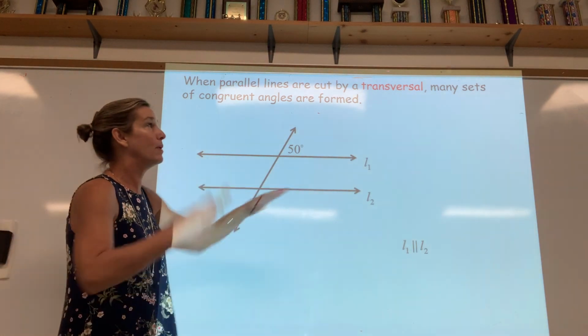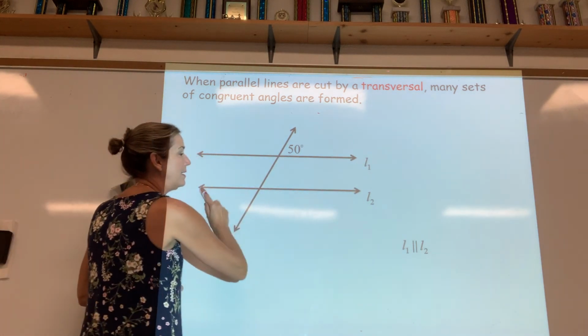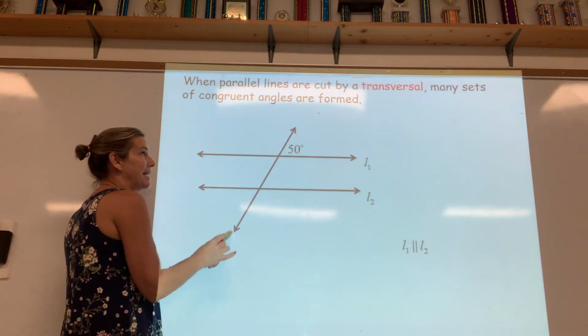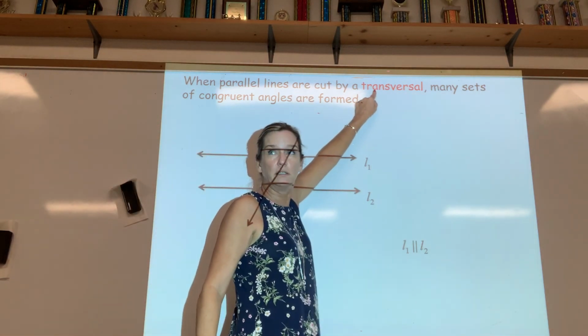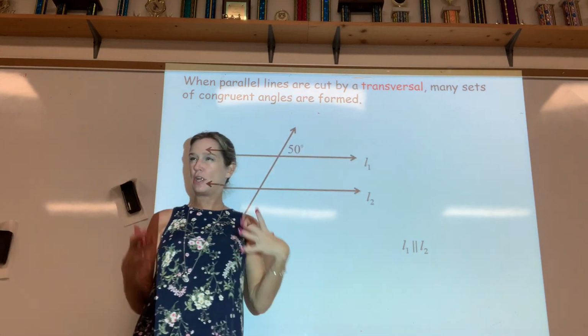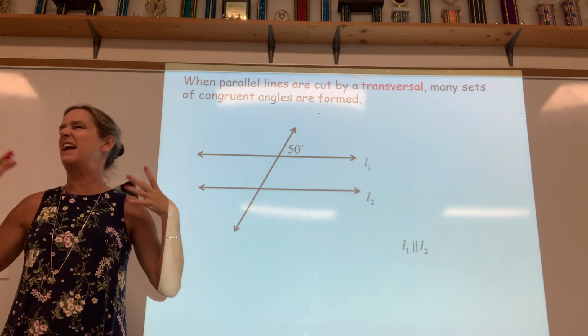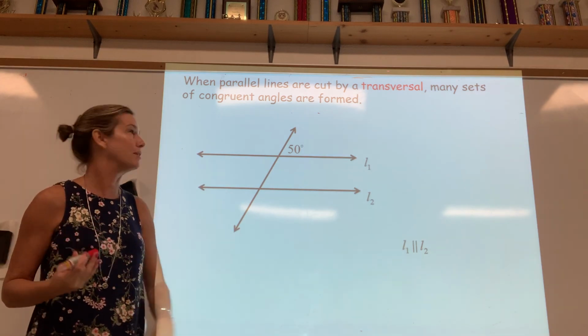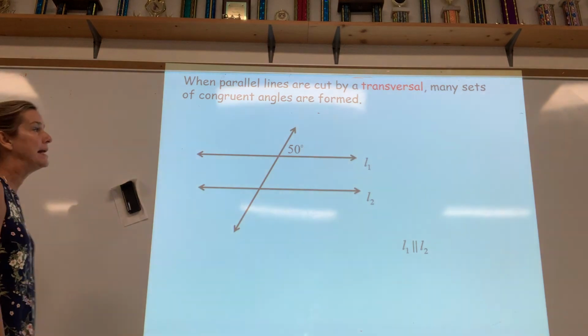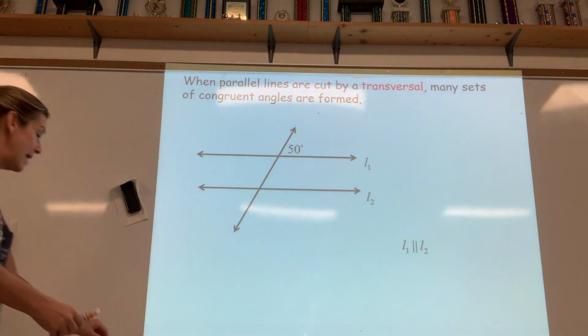Ignore this bottom one. By the way, two parallel lines cut by another line like this, this line is called a transversal, if you see that word. Again, it's not so much that you have to memorize it. You just need to recognize it if you see it in the future. This guy right here is called a transversal.